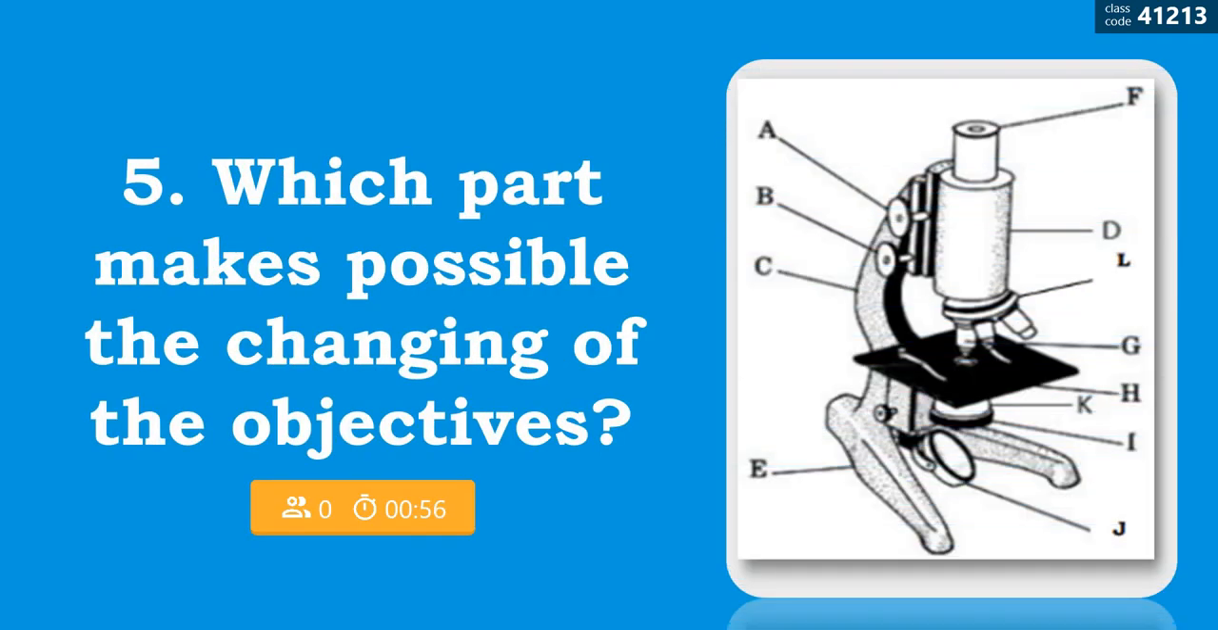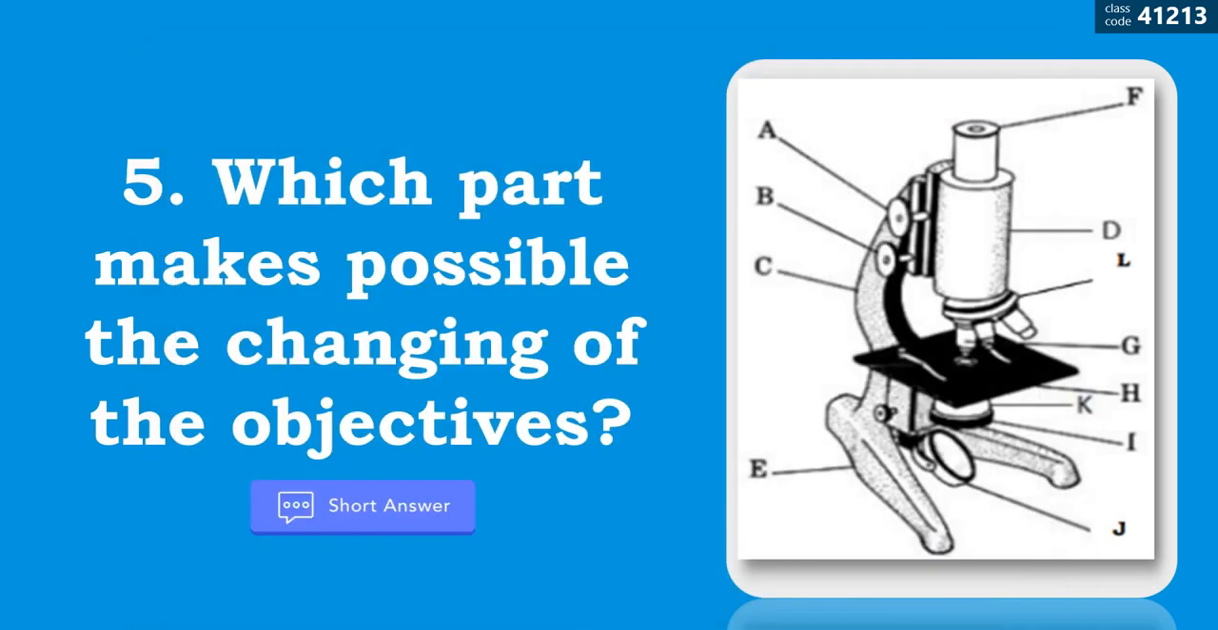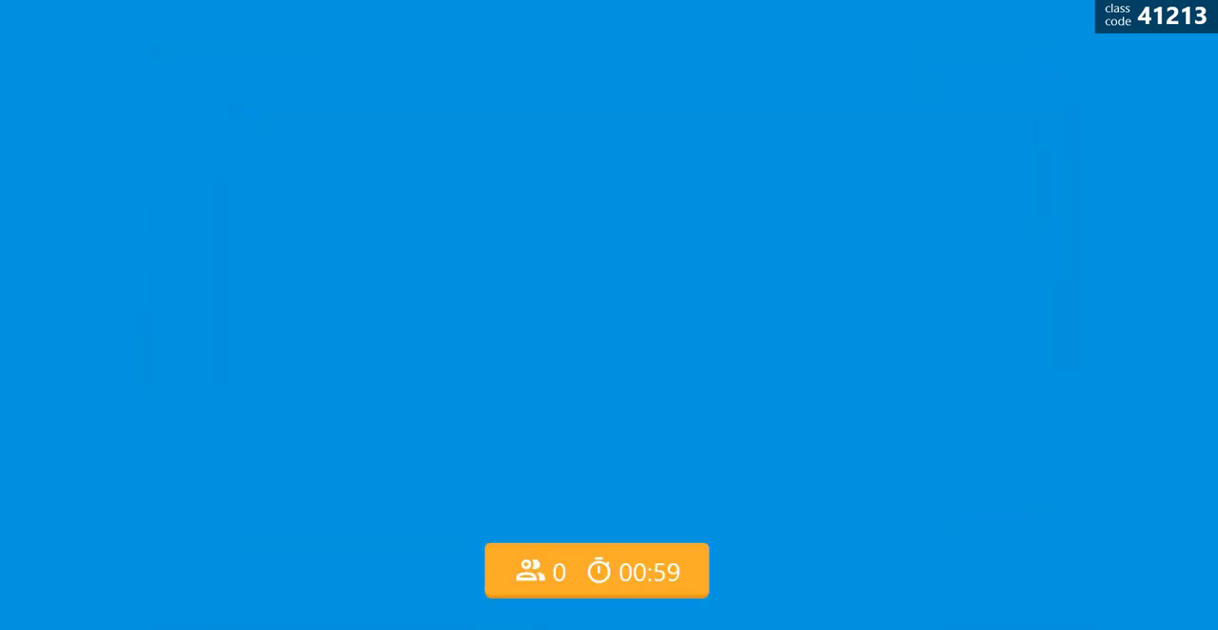Which part makes possible the changing of the objectives? Is it A, B, C, D, E, F, G, H, I, J, K, or L? Okay, so let's have the answer. The correct answer for this is part L. So this is it. Okay. Let's have question number 6.